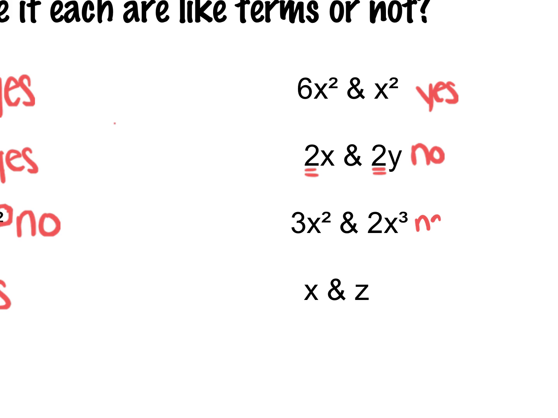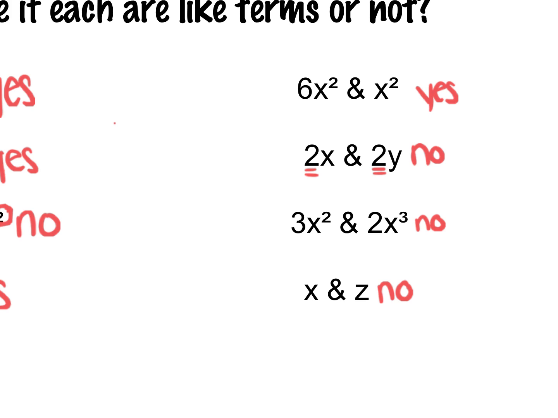No. Lilia, you have a question? Or were you going to answer? Answer. Okay, what about the last one? X and z? Yes. Wait, no. Because they're letters. They're not the same. Not the same variable. Okay, those are not like terms. Arya? It's because they're letters, but they're not numbers. They're not just plain numbers.